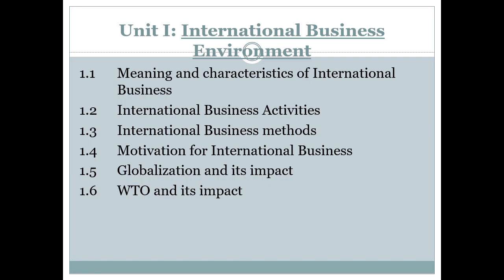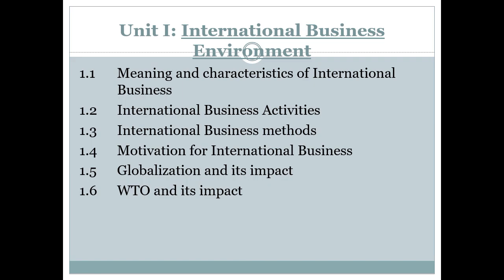We will go through it. How globalization has positively affected businesses, as well as what are the negative impacts. If we don't care about globalization, if we don't care about the competition which we face nowadays internationally, then how it can affect our business badly. We will go through it.